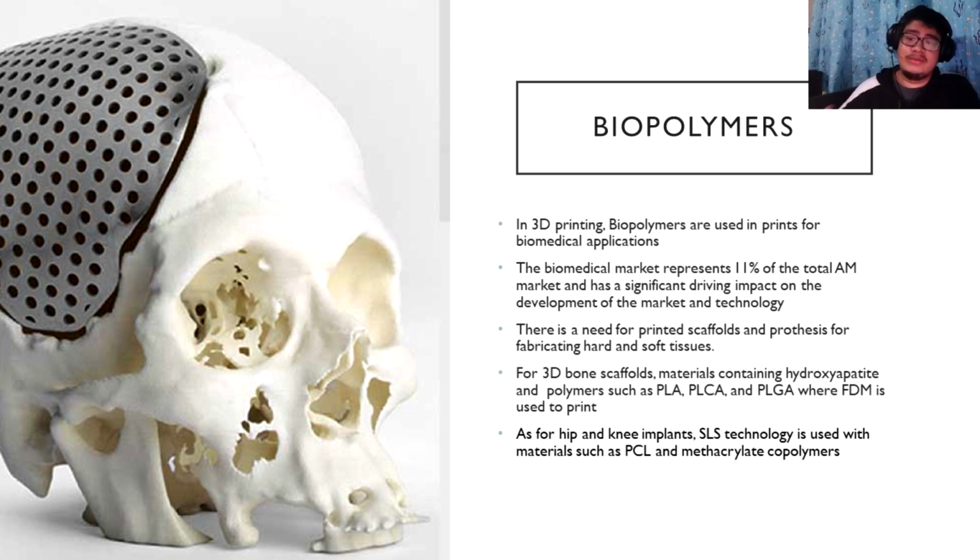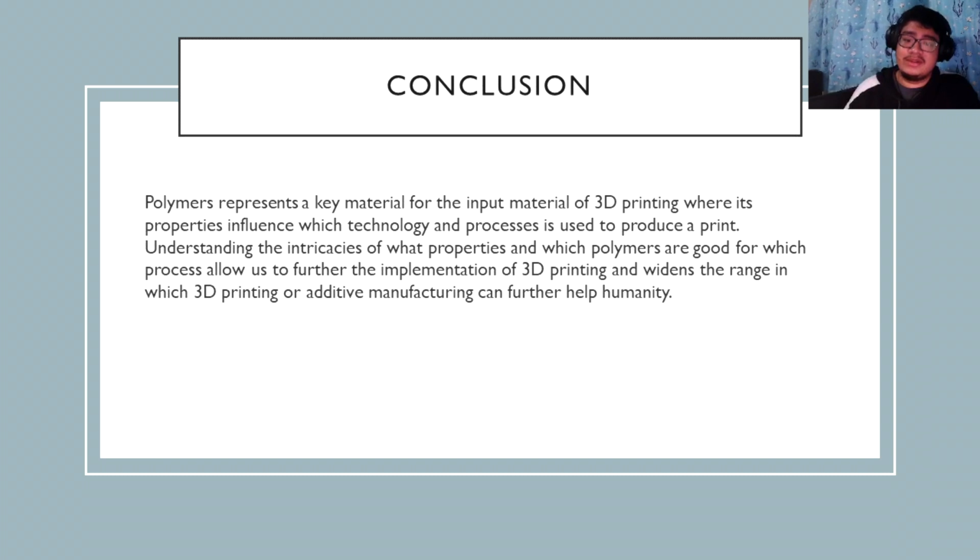In conclusion, polymers represent a key input material for 3D printing, where their properties influence which technology and processes are used to produce a print. Understanding the intricacies of what properties and which polymers are good for which process allows us to further the implementation of 3D printing and widens the range in which 3D printing or additive manufacturing (AM) can further help humanity. Thank you.